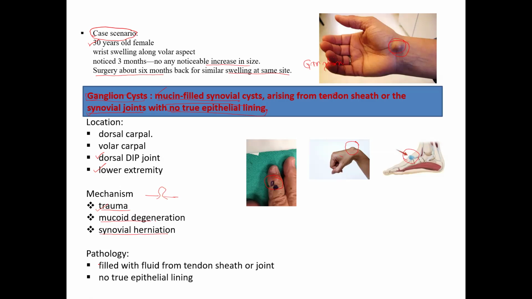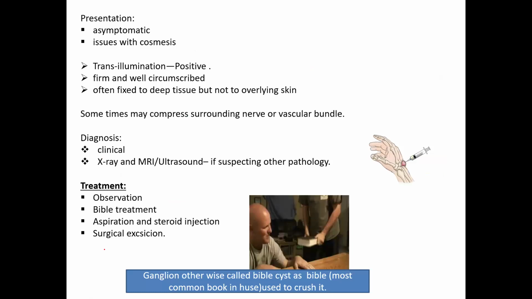So what is the pathology? It is filled with fluid, either from the tendon sheath or from the joint, mucinous fluid. There is no true epithelial lining. It is lined by fibrous tissue, a fibrous lining. Most of the time, the patient will have no symptoms other than just swelling, and they have an issue with cosmesis. They feel a little awkward if they are wearing half sleeves or when they are doing some work exposing the wrist joint. So cosmesis is the main issue.